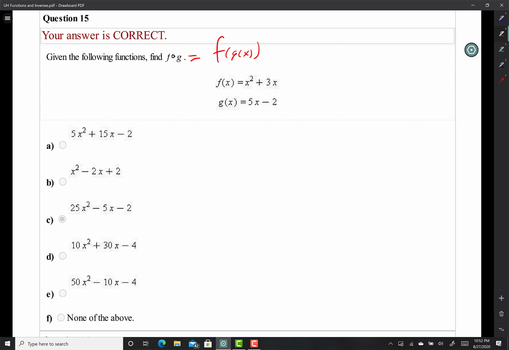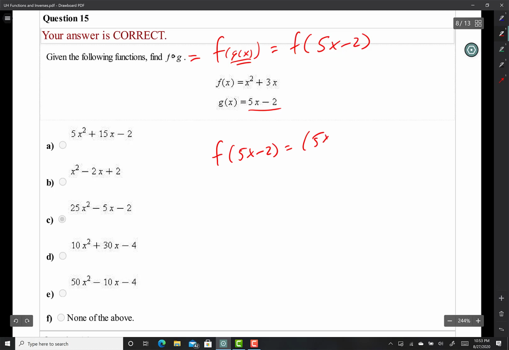So I'm going to type g wherever into my f here. So f of, what's my g? 5x minus 2. So here we go, guys. f of 5x minus 2 is nothing more than (5x minus 2) squared plus 3 times (5x minus 2).